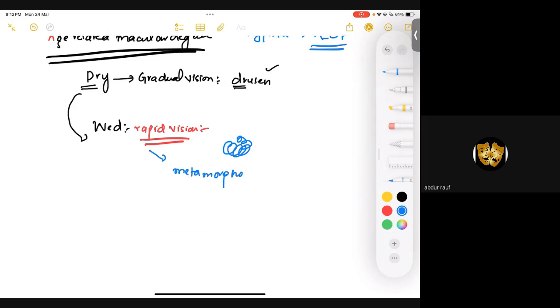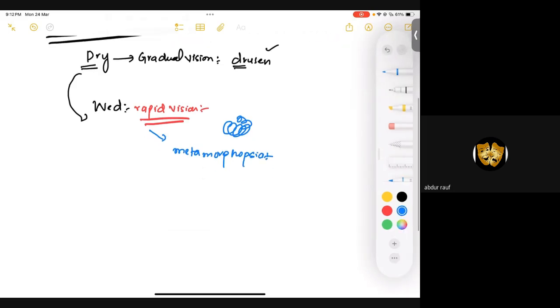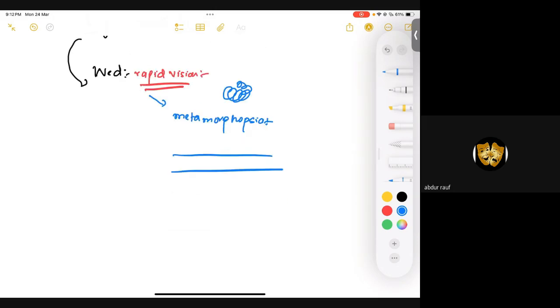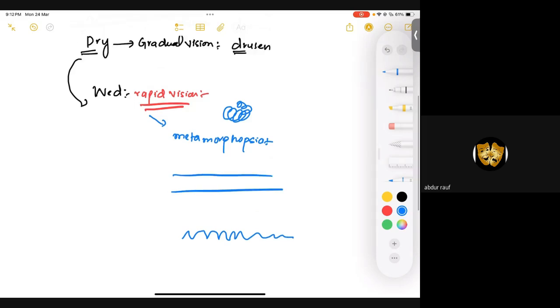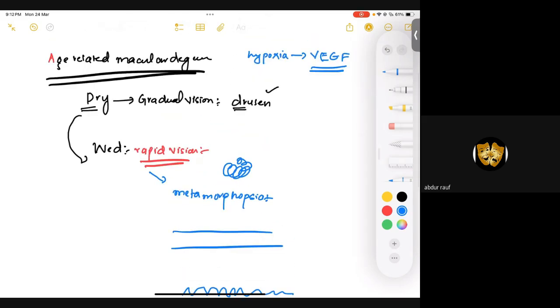Metamorphopsia is simply a term used, for example, if this individual sees straight lines, he cannot see them as straight. The straight lines would appear as a wavy kind of distortion, which is known as metamorphopsia, right? So we discussed age-related macular degeneration, 2 variants.